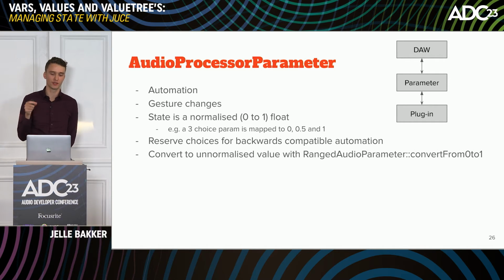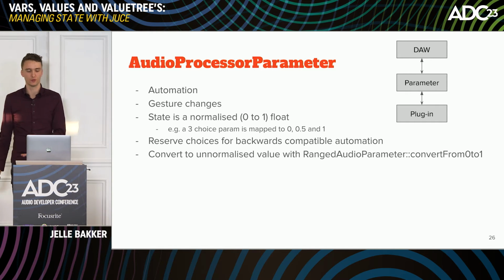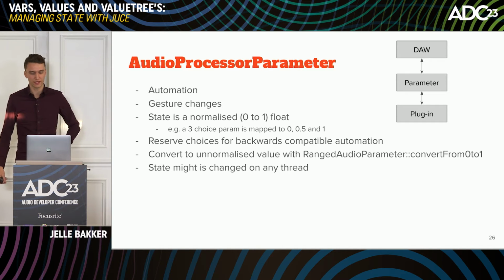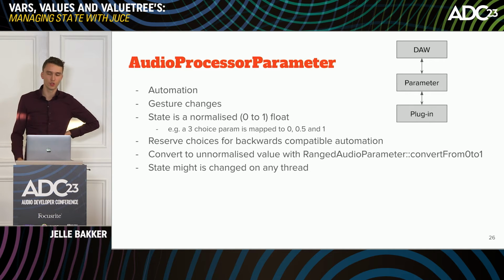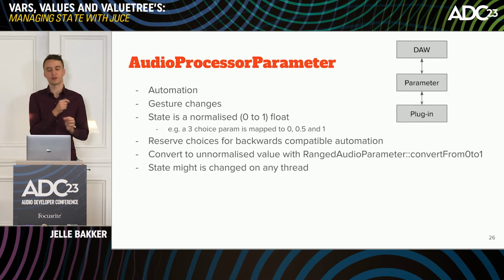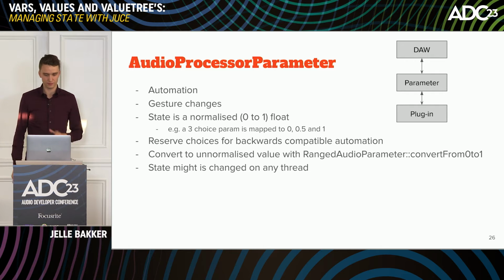You can easily convert this normalized 0 to 1 to a useful range with the range's convertFrom0to1 function. One thing I also want to point out is that the state could be changed from any thread. In practice, this is very likely going to be either your audio thread or your main thread. And I think this is also specified in some plugin formats, that it has to be the main thread or audio thread, but well, hosts do all kinds of things. So it's good to assume it could be any thread. So when, for instance, your DAW sends automation changes on the audio thread, you want to update your UI slider, and that has to happen on the main thread. So there has to be some kind of thread synchronization to avoid thread issues.